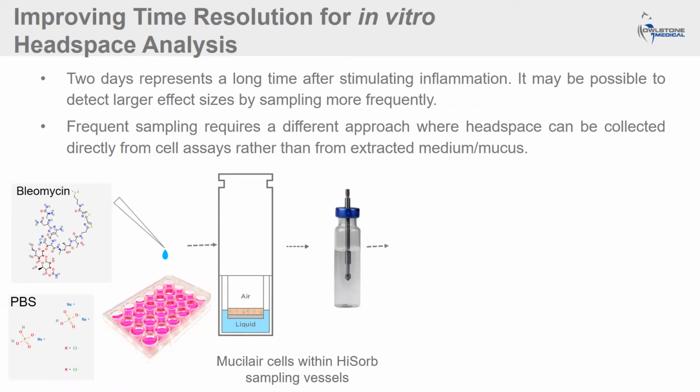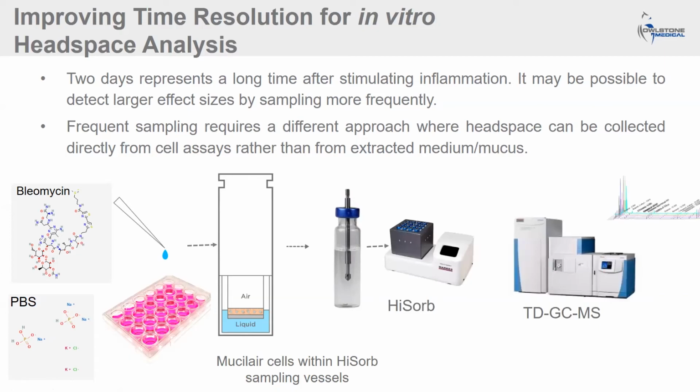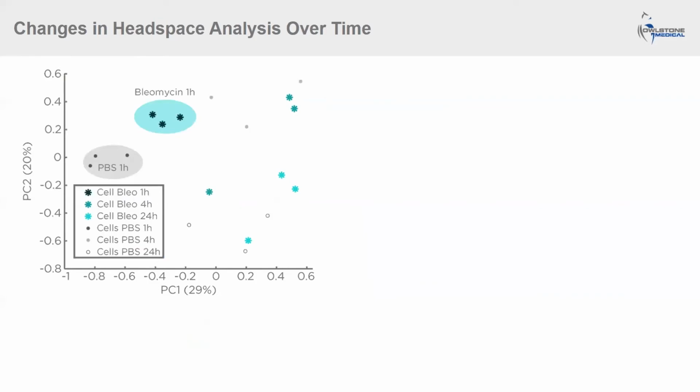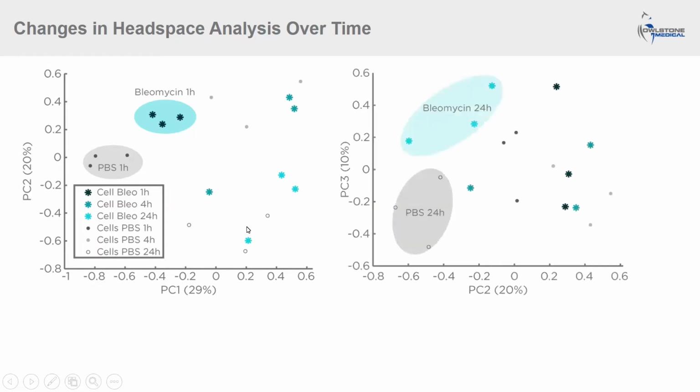This is what we basically did. We sampled after 1 hour, 4 hours, and 24 hours of treatment. And here you can see the results. You see the PCA score plot again, and each of the points here is a single sample. Our samples with PBS and bleomycin are very well separated after 1 hour. Here we have samples after 4 hours and 24 hours.